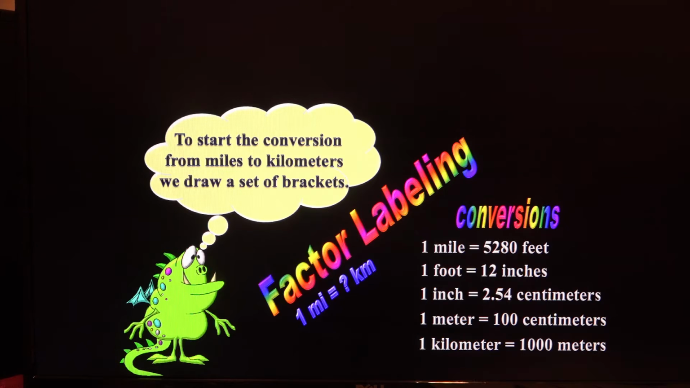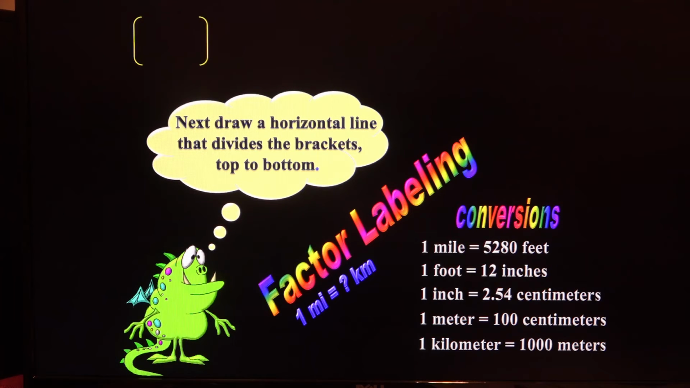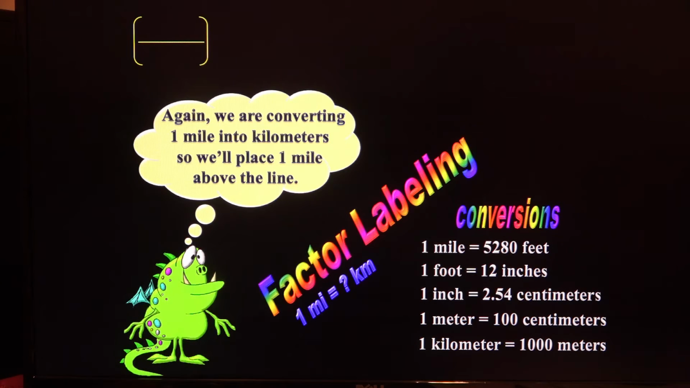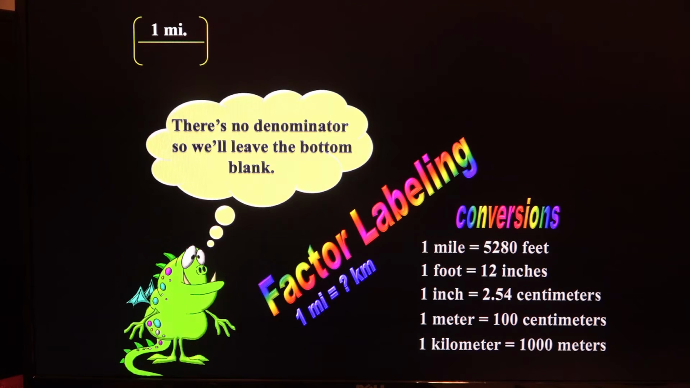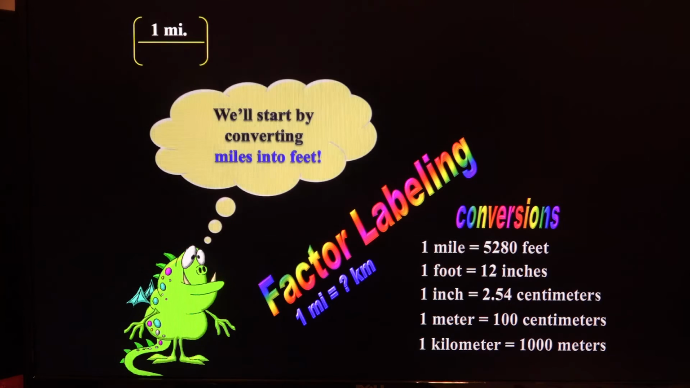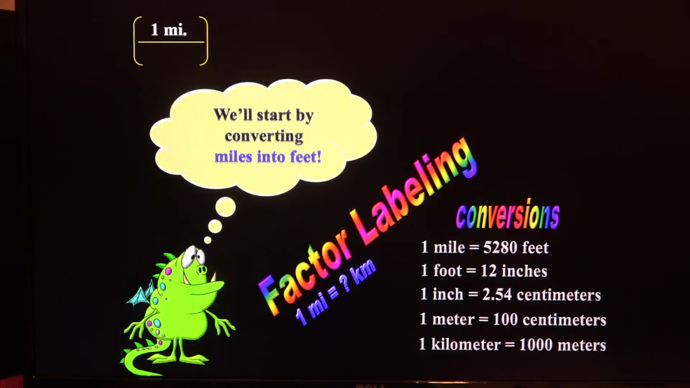To start the conversion from miles to kilometers, we'll draw a set of brackets. Next, draw a horizontal line that divides the brackets top to bottom. Again, we're converting 1 mile into kilometers. So we'll place 1 mile above the line. There's no denominator, so we'll leave the bottom blank. We need to convert miles into feet, feet into inches, inches into centimeters, centimeters into meters, and finally meters into kilometers. We'll start by converting the miles into feet.